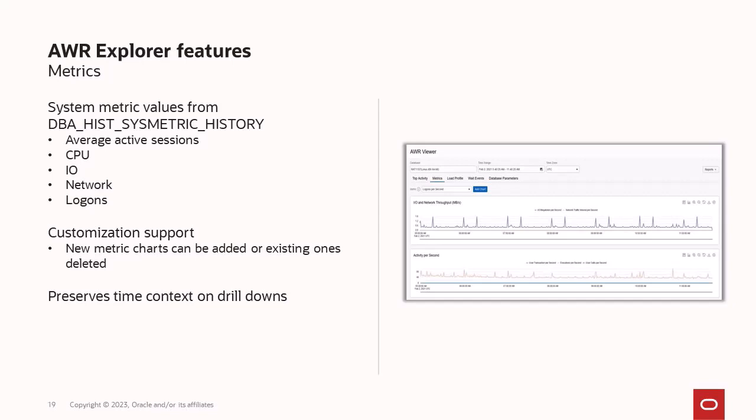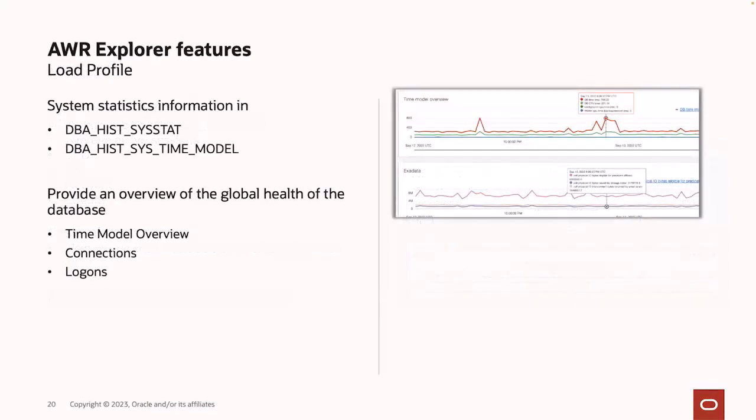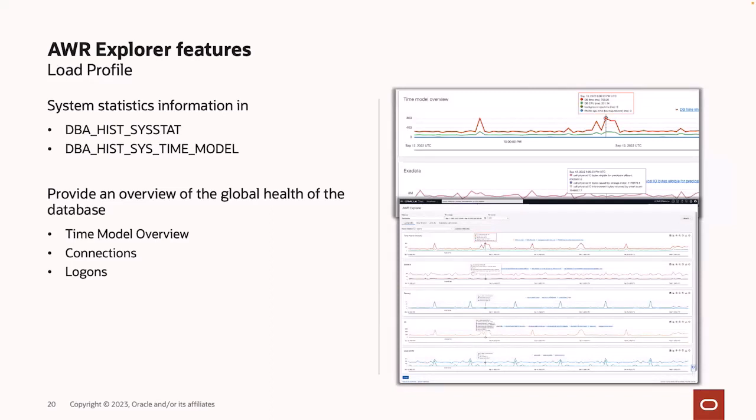The Load Profile tab provides system-level statistics from the DBA HIST tables shown here. You can also get additional database metrics such as time model overview, connections, or logon information to correlate any specific wait event spikes during the time period.